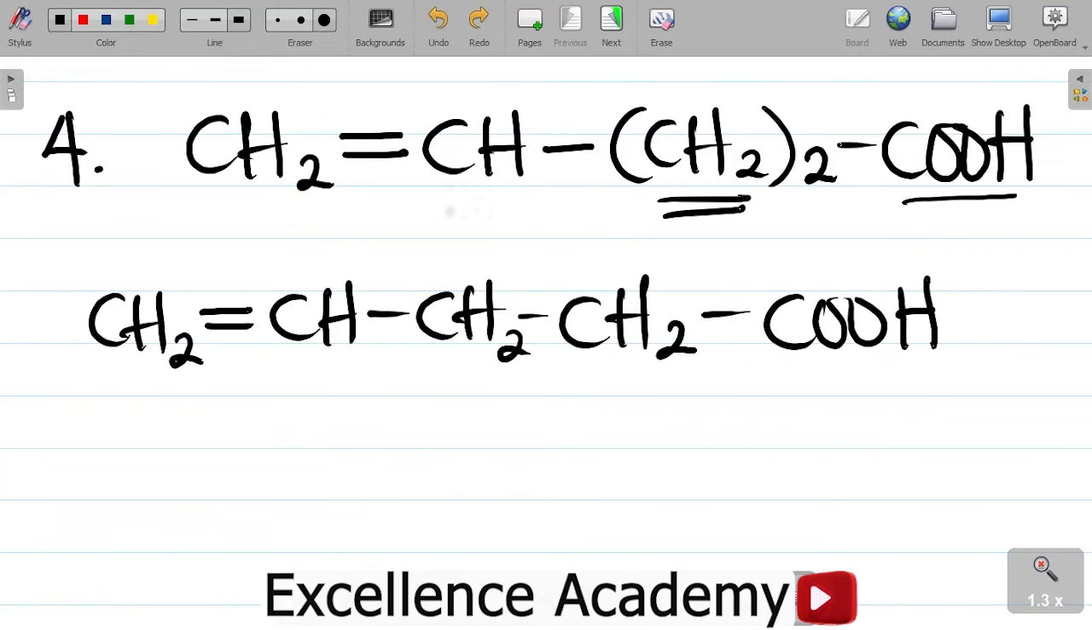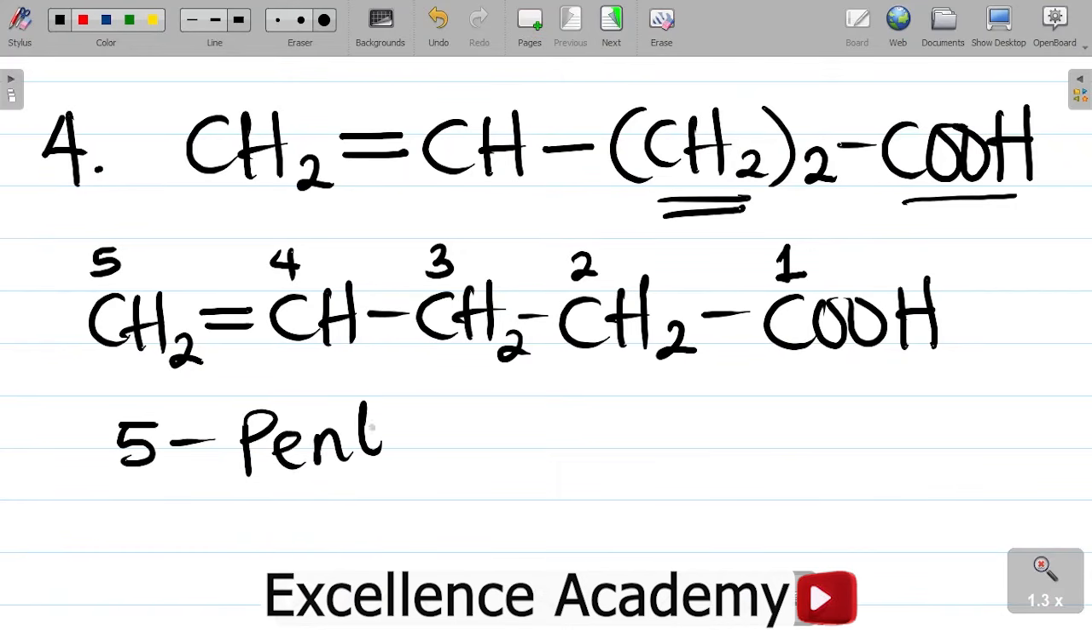Now, if I have just 1 carboxyl group and then 1 alkene, which of them takes precedence? Which is the priority? In this case, the priority is the alkanoic acid. That's the carboxyl group. In essence, I will number this as 1, 2, 3, 4, and 5. This is how I number this. So I have 5, and 5 gives me a pent.